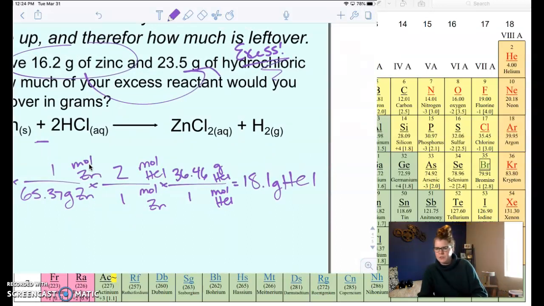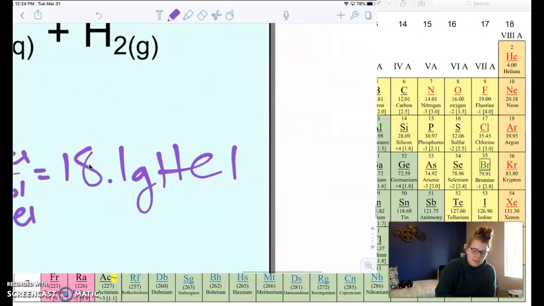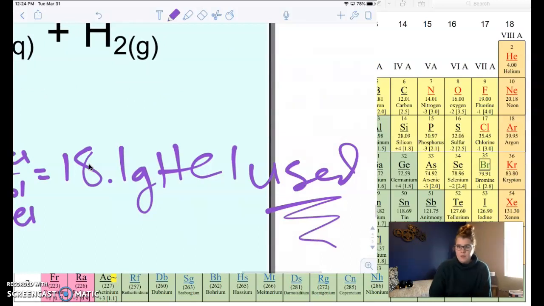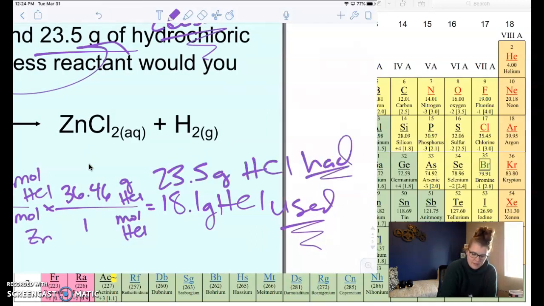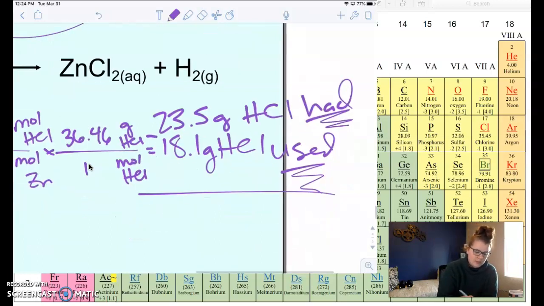So let's just take a second and talk about what we just figured out. All 16.2 grams of zinc are getting used up. That's the limiting reactant. So if all 16.2 grams of zinc are getting used up, 18.1 grams of hydrochloric acid are going to be needed to react with it. Well, I had 23.5 grams. So this number we just calculated is how much gets used up. How much did I have to start off with? 23.5 grams is what I had. That's how much I had. That's how much I used. My question is how much is left over? Well, subtract them.